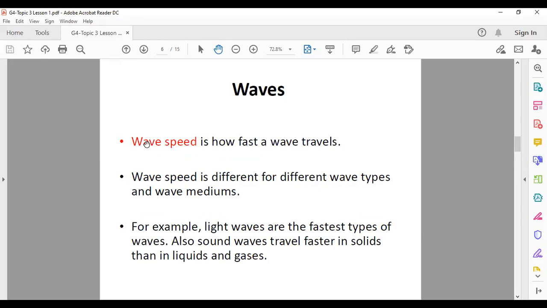Wave speed. Any type of wave has its own speed. Of course, not all waves have the same speed. What is the meaning of speed? How fast a wave travels. When you say, for example, this car is faster than this car, the same thing applies for waves. For example, light waves are the fastest. Light waves are faster than sound waves. Wave speed is different according to the type and according to the medium. For example, sound waves travel faster in solid materials than in liquids and gases.